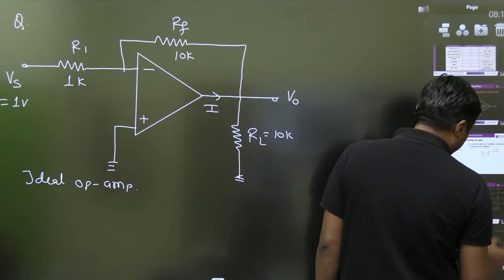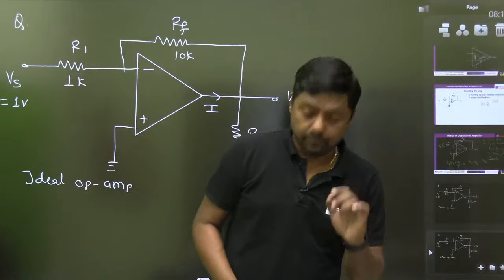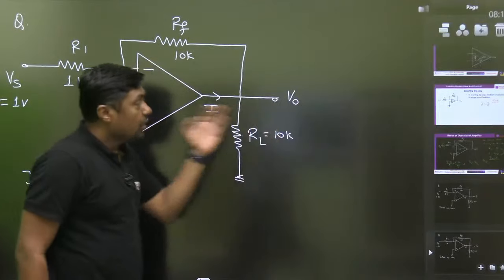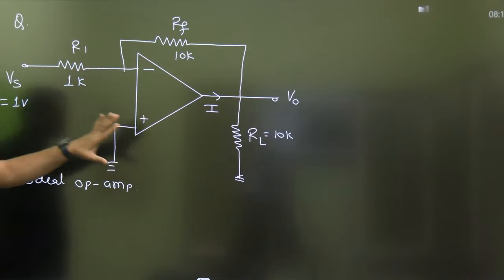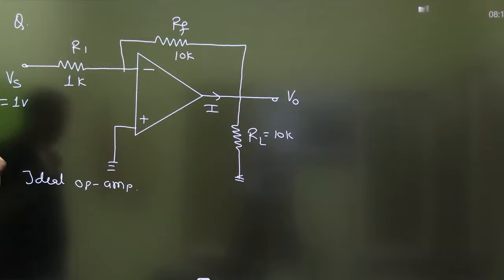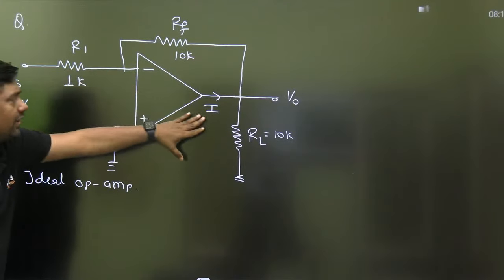Now, questions on inverting operational amplifier. Which type of question they may ask, we will discuss one by one. Yes, tell me what is the answer for this question. Okay, then this is the RF, that is the R1, this is the RL, V0. Now here it is a negative feedback, right? We have to find the value of the I.